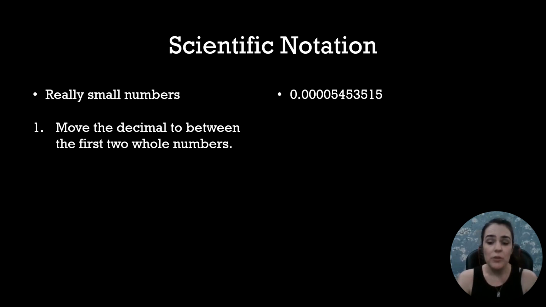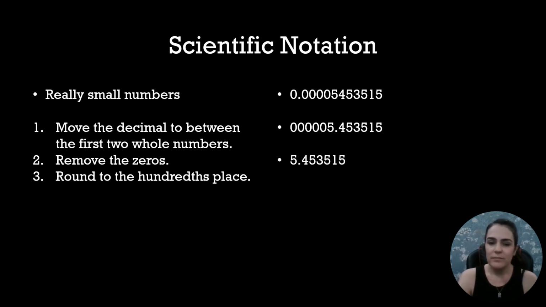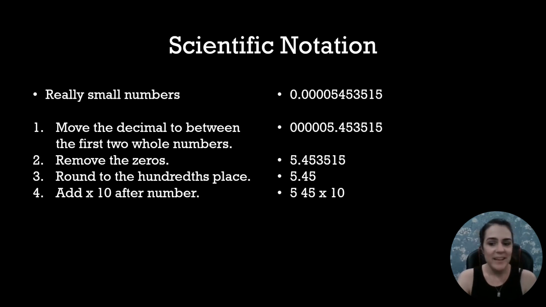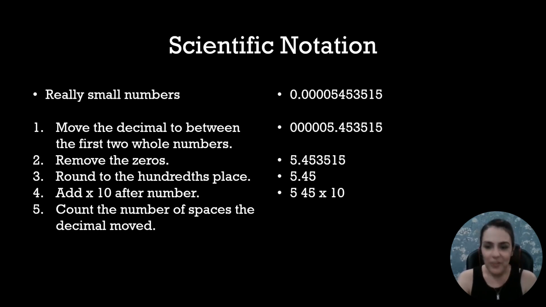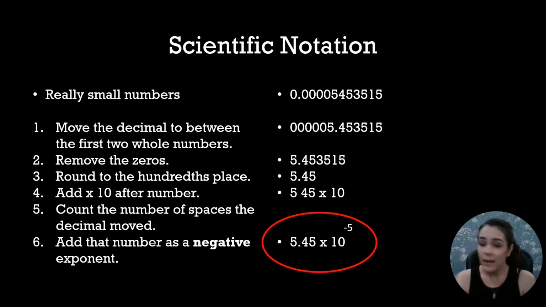Now remember, zeros don't count. So the first two whole numbers are 5 and 4. The decimal goes right in between there. Remove the zeros. Round to the hundredths place. Add times 10. Count the number of spaces that the decimal moved and add that number as a negative exponent. Really small numbers get a negative exponent. And there's your answer.